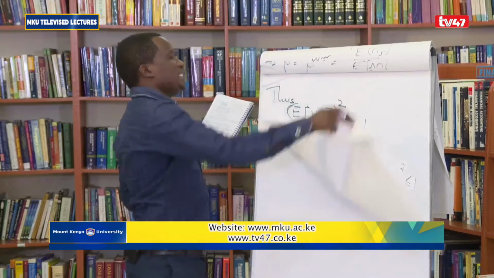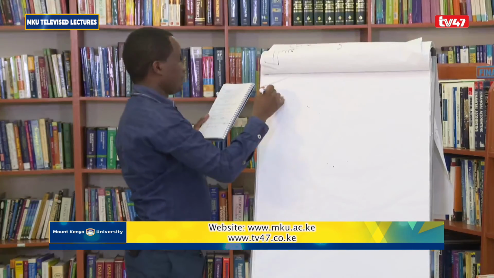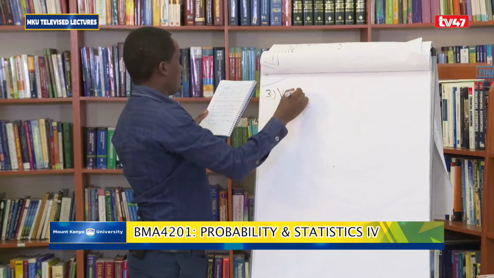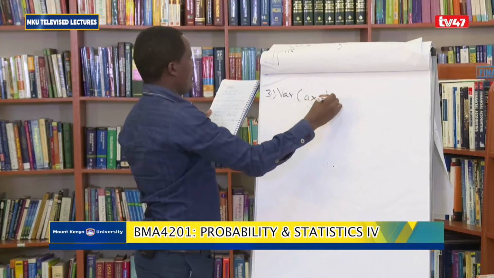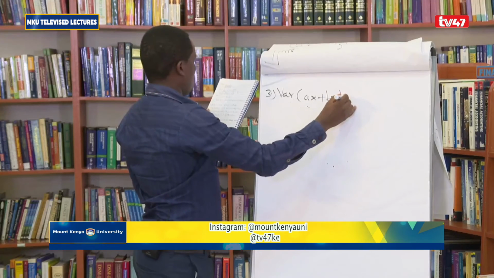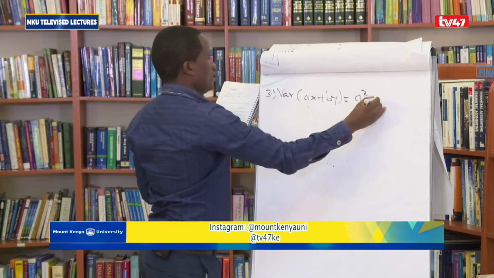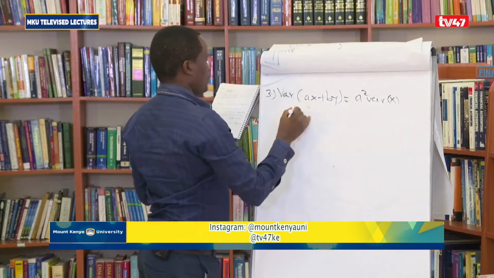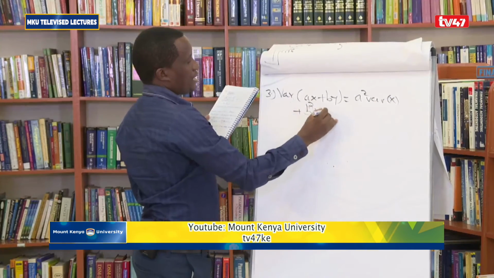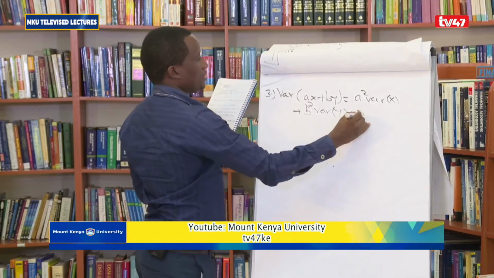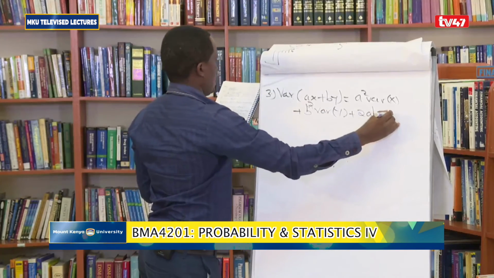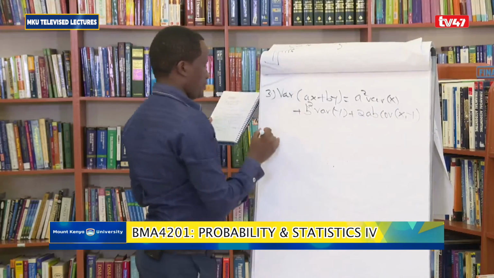We have property number 3. Variance of ax plus by is equal to a squared variance of x plus b squared variance of y plus 2ab covariance of x, y.